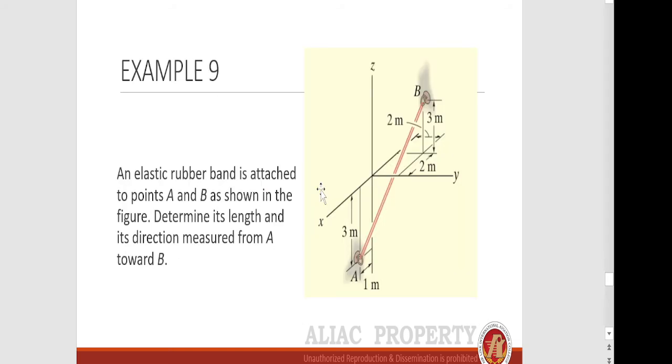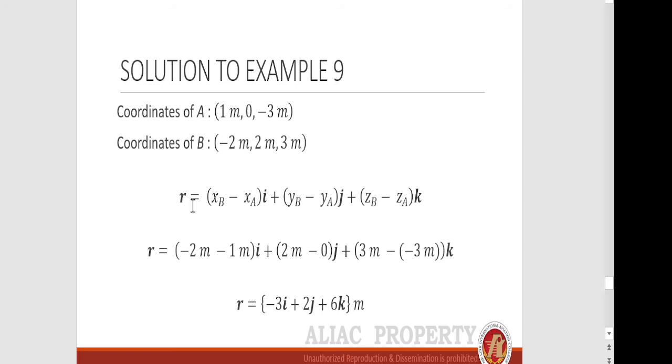This one, just copy it and substitute the values that we have. R is xB minus xA, xB that is minus 2, xA 1 here, yB minus yA, yB 2 meters minus yA 0, 2 minus 0, zB 3 minus zA 3. So here minus minus should be plus. So 3 meters minus minus plus 3 meters, so it's 6 meters. The common unit is meters, so you can just solve. R should be equal to minus 3i plus 2j plus 6k.